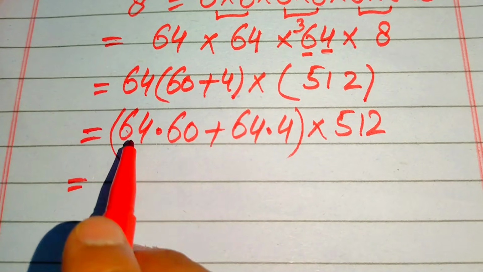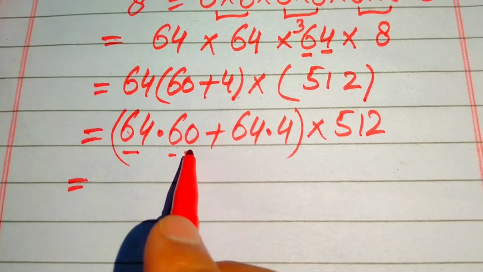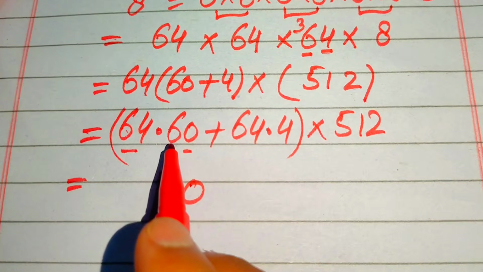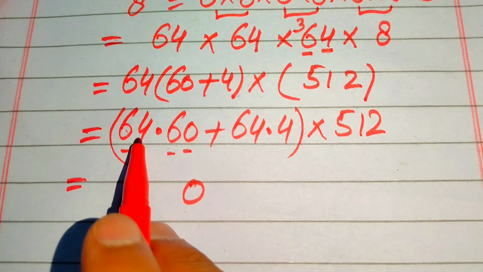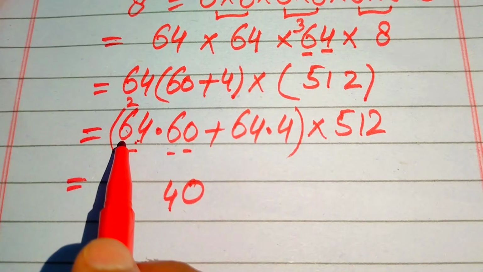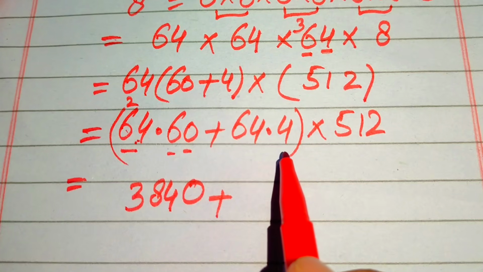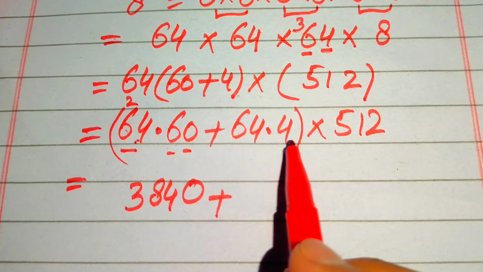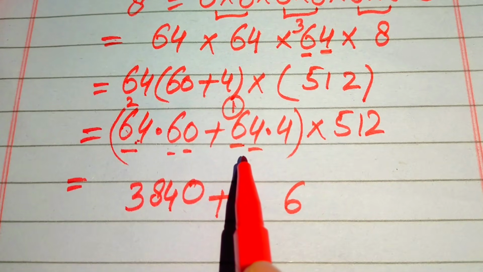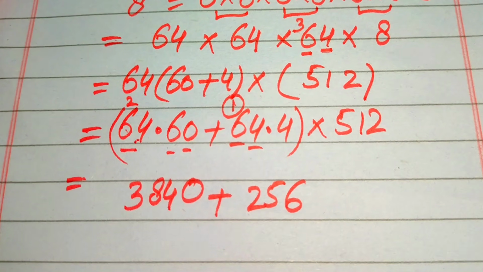Now first we multiply 64 times 60, and here we consider this as a one digit number and this as our two digit number. So 0 times 64 becomes 0, and 6 times 64: 6 4s are 24. We write 4 and carry 2. 6 6s are 36. 36 plus 2 becomes 38. Plus we multiply 4 times 64, and we get 4 4s are 16. We write 6 and carry 1. 4 6s are 24. 24 plus 1 becomes 25.